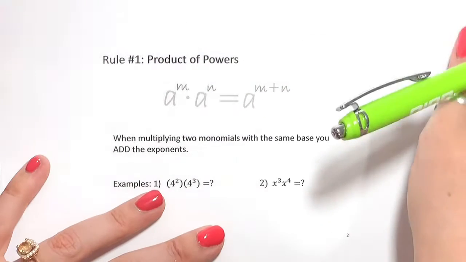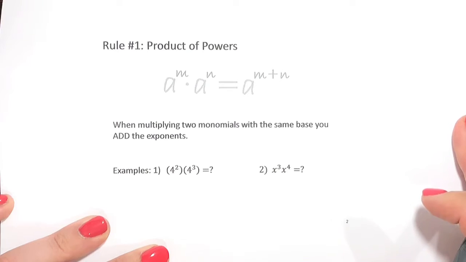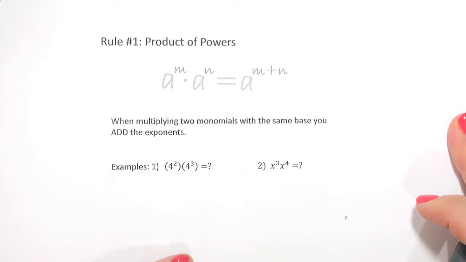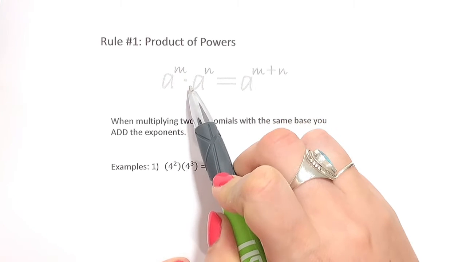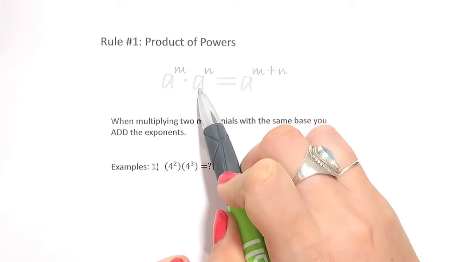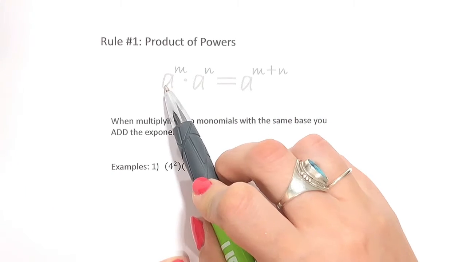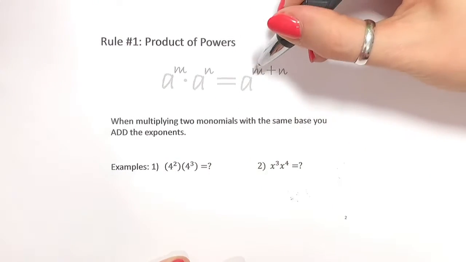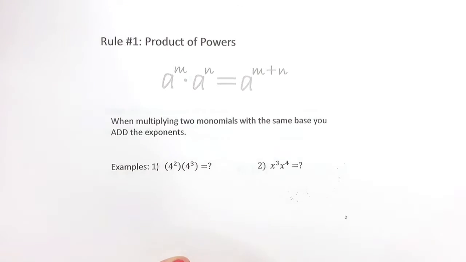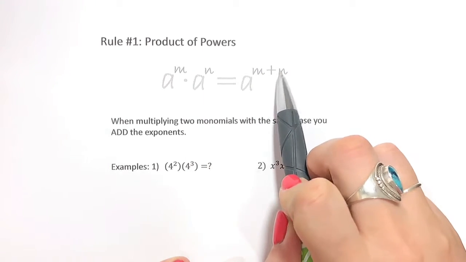And the first rule that we're going to look at, rule number 1, is called the product of powers. This rule happens when you have some base raised to an exponent and then it's being multiplied by the same base to a different exponent. As long as the bases are the same, the same number or the same variable, what we do with their exponents is we add them together. So when multiplying two terms, two monomials with the same base, you're going to add those exponents. So here, m plus n.